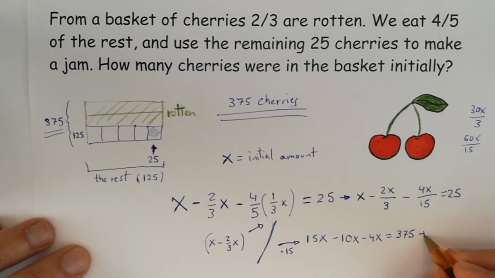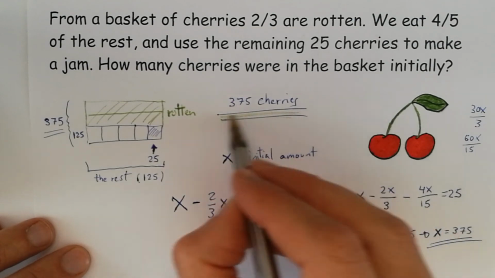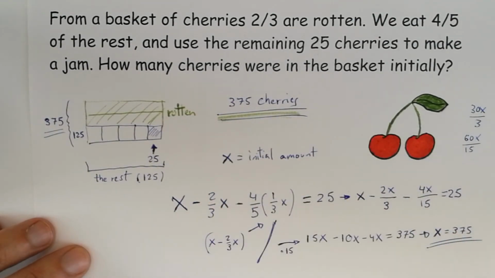Now we're going to get easily to the solution because 15x minus 10x minus 4x is just x. And this is the solution that we have found out is the same, of course, as the one that we got when we do it without equations.